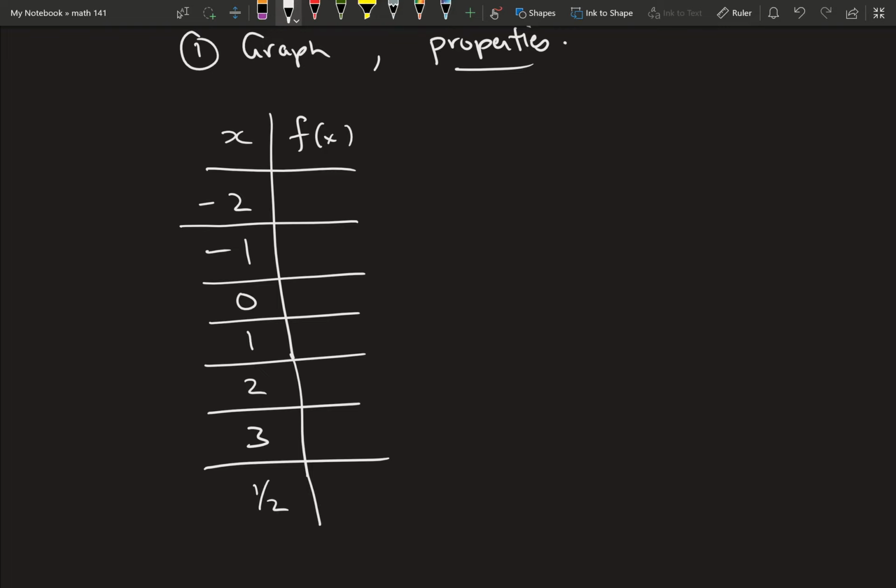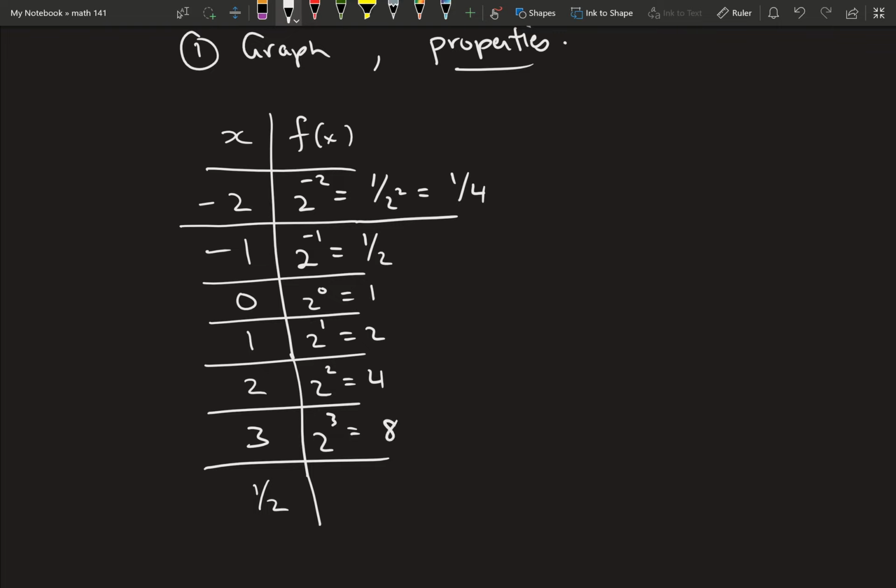Okay, so if we have -2, that's 2 to the -2, which is 1 over 2 squared, which is, sorry, not 4, but 1/4. Then we have 2 to the -1, which is a half. 2 to the 0, that's 1. 2 to the 1 is 2. 2 squared is 4. 2 cubed is 8. And remember that 2 to the half power is the square root of 2, which is approximately 1.4.